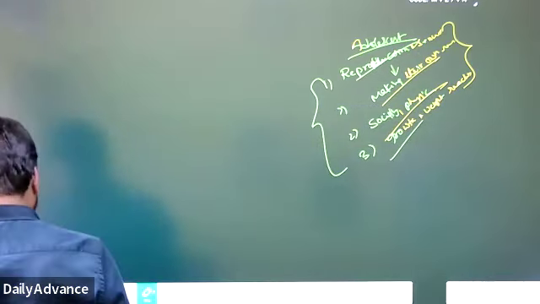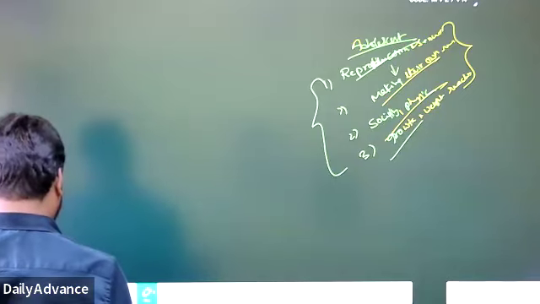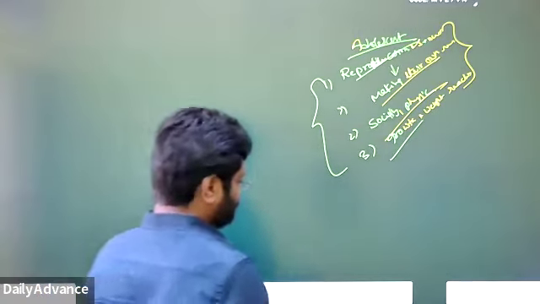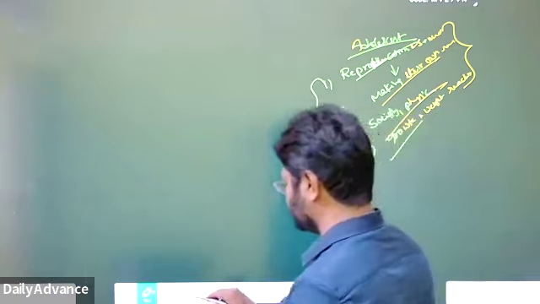So next, adulthood. Adulthood means generally 20 to 40 years.